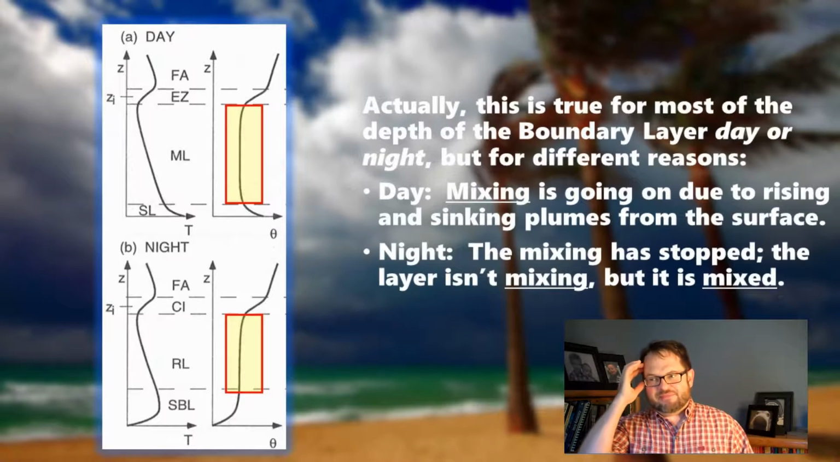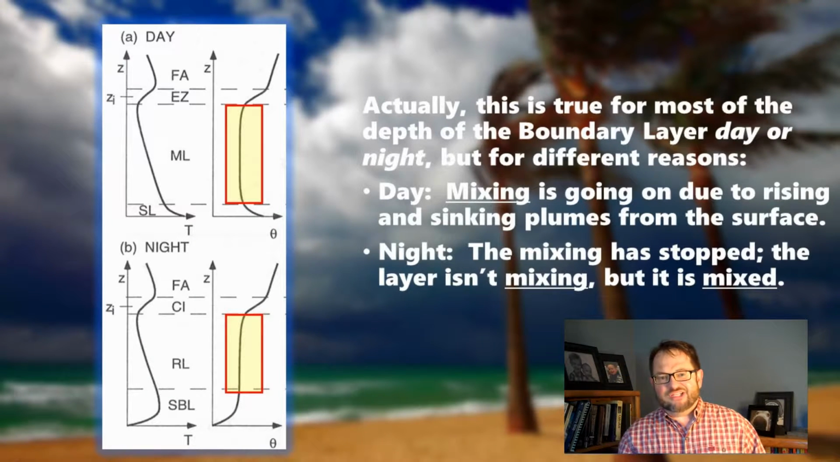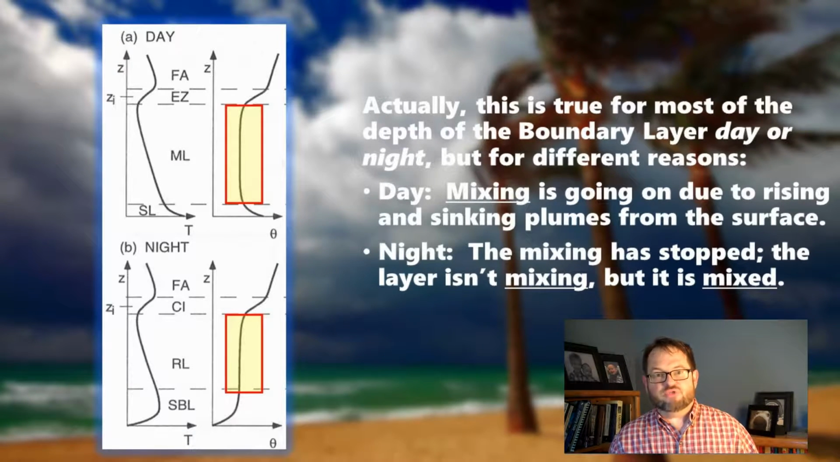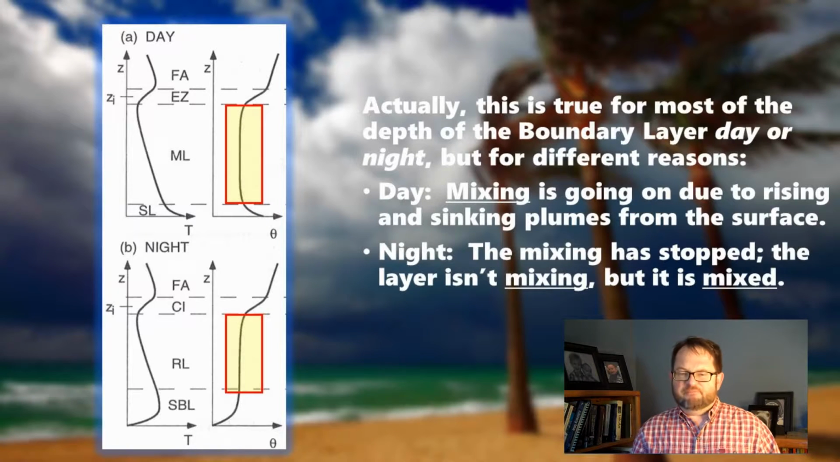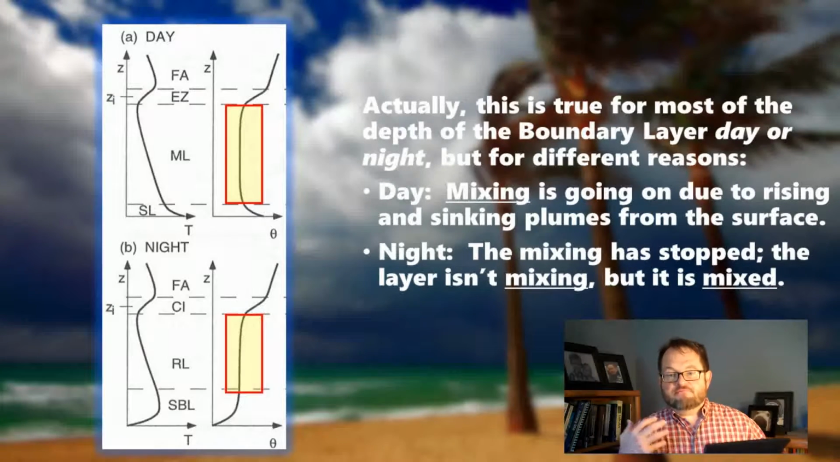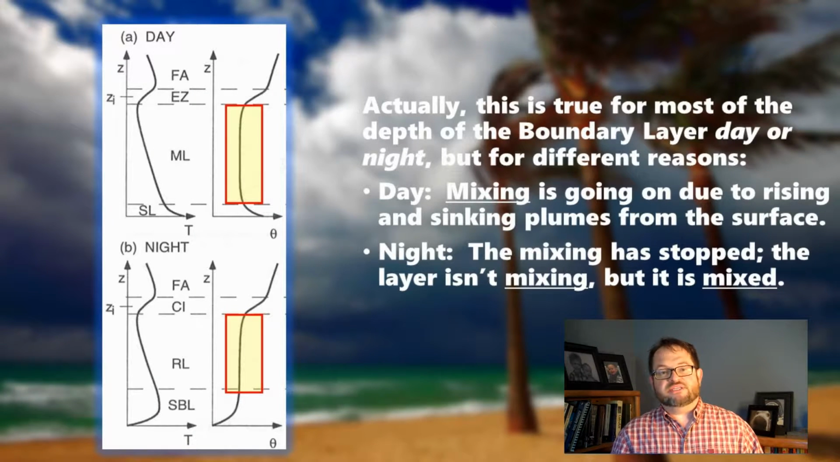And in fact, I told you that had to be during the day, but actually, not exactly. Through most of the depth of the boundary layer, that trick works both day and night, but for very different reasons. During the day, most of the depth of the boundary layer is going to be statically neutral because of all the mixing going on. We talked about how mixing results in a layer of the atmosphere that is statically neutral.